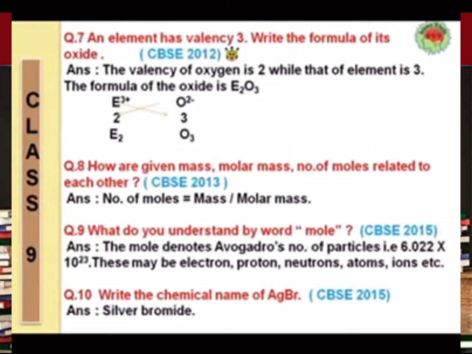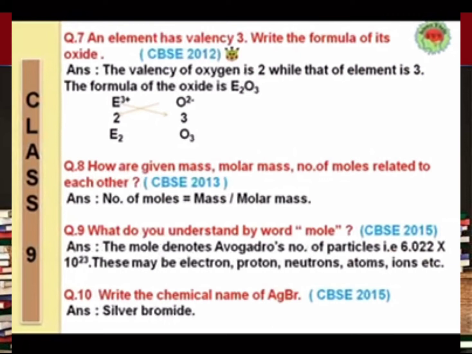The next question, how are given mass, molar mass and number of moles related to each other? The number of moles is equal to mass by molar mass. This is how they are related to each other.